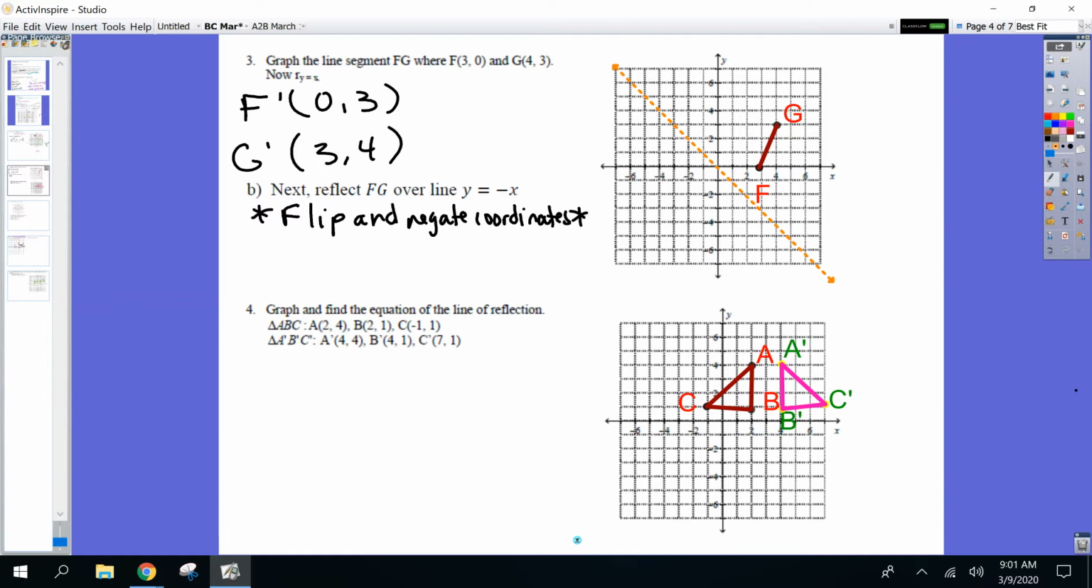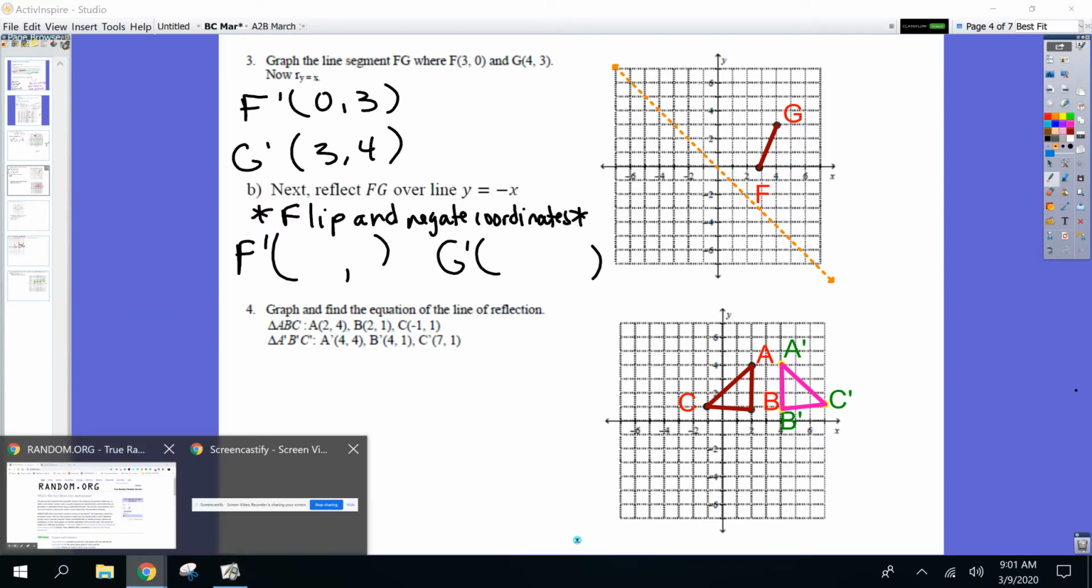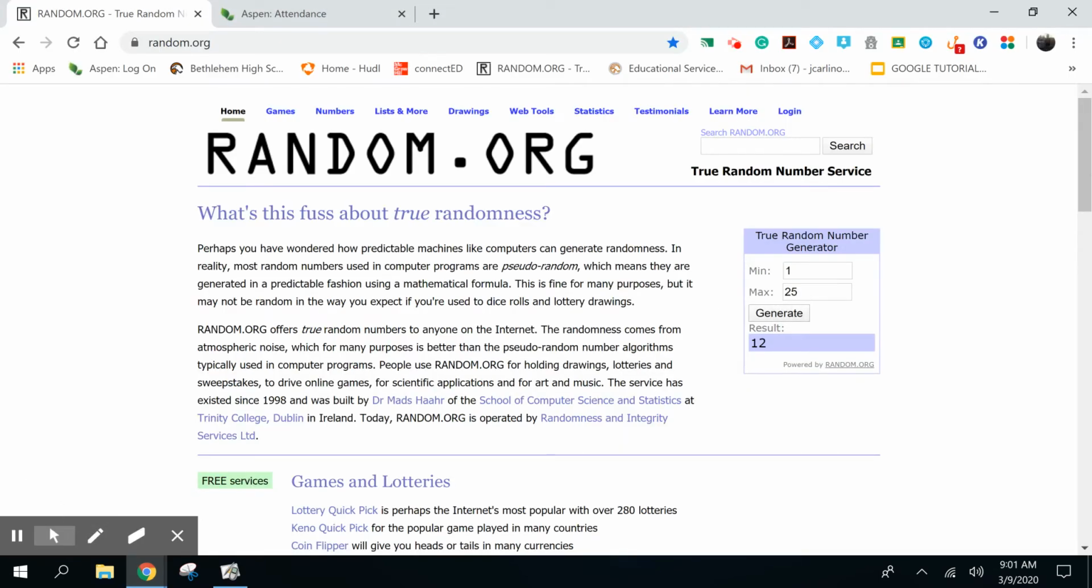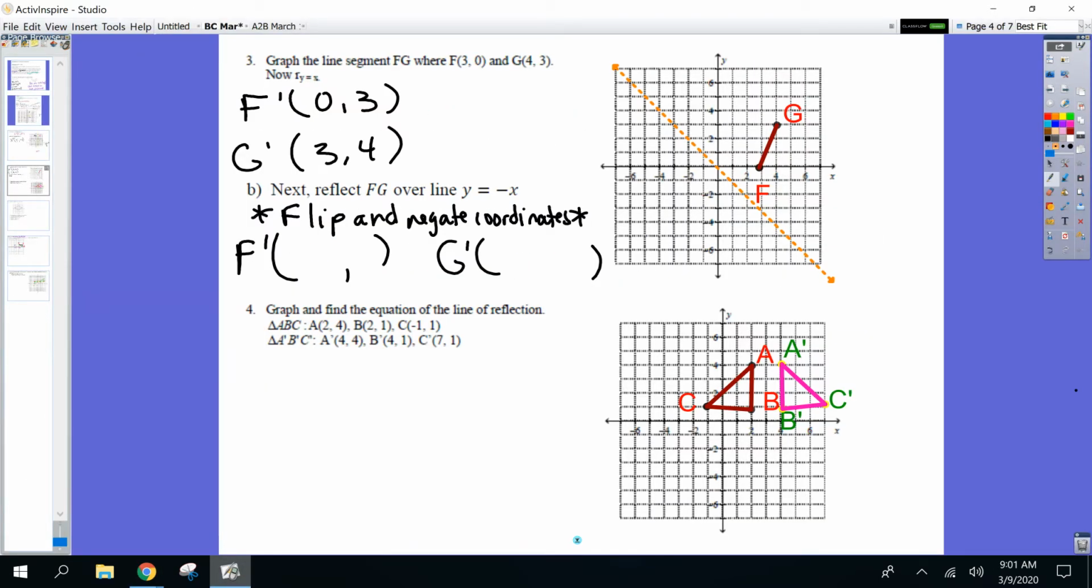And again, reading. Which coordinates are we going to do this to? FG, the original ones. Don't go back to the old ones. It says reflect FG, so we could still call this F prime and G prime, since we're going back to the originals. Okay, so flip and negate. What do we end up with here? What about F prime? 0, -3. And then, how about G prime?